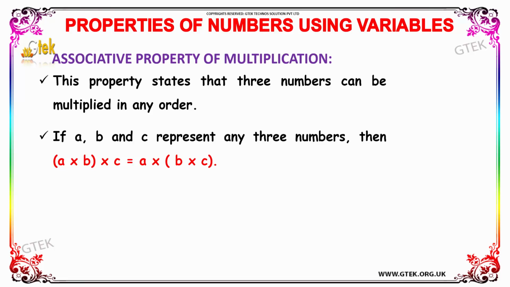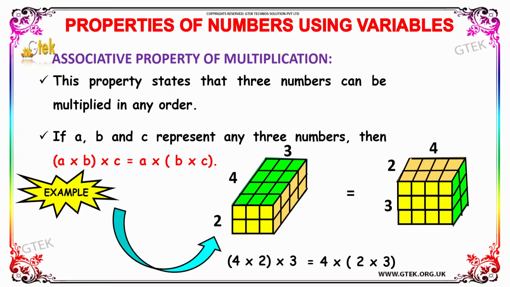Now let's move on to the concept of associative property in terms of multiplication. This kind of associative property states that the three numbers can be multiplied in any order. As we discussed, we have three terms, that is A, B and C. So the associative property of multiplication implies A into B into C equal to A into B into C.